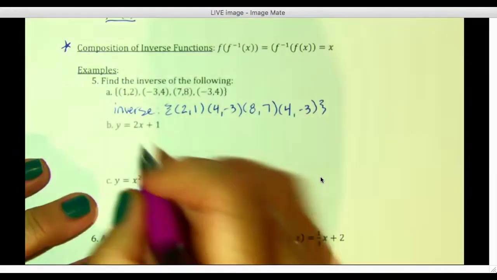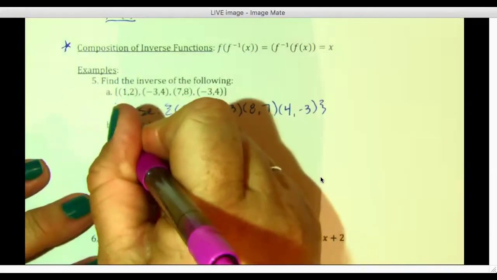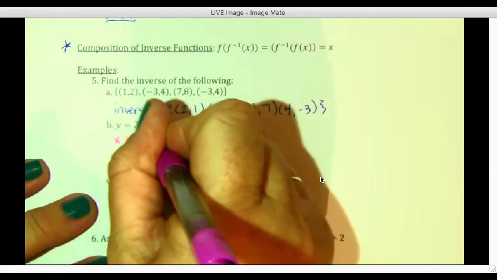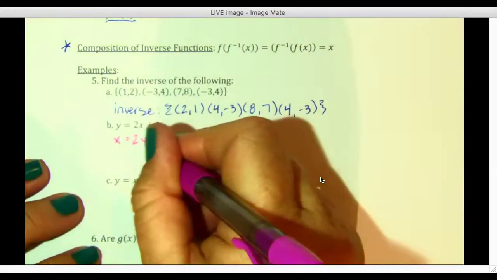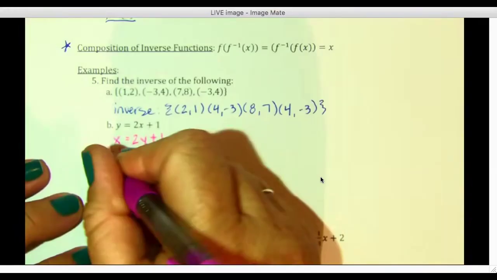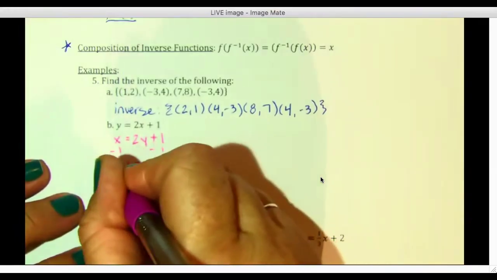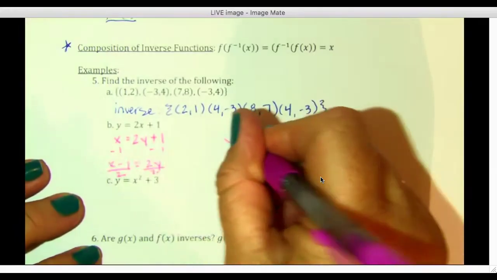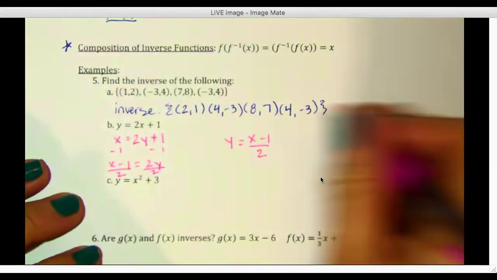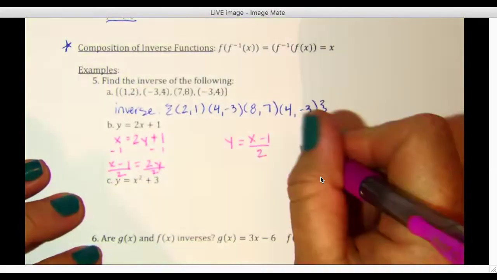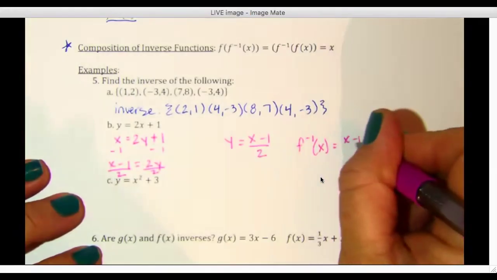Now, if I want to find the inverse of this function, I'm going to switch my x and y. And then I'm going to try and get y by itself. So I'll subtract 1 from both sides. x minus 1 is equal to 2y. Divide by 2, and y is equal to (x minus 1) over 2. And then I want to use that function notation. So inverse f of x is equal to (x minus 1) over 2.